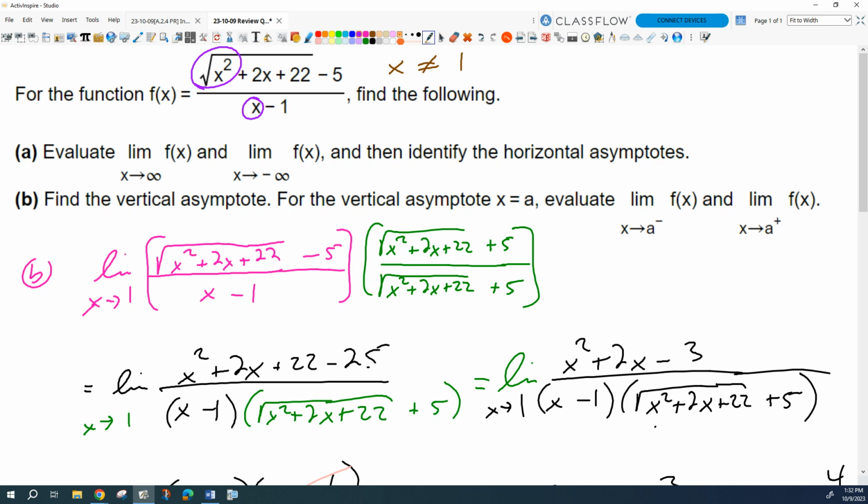Does that make sense? So for part A, the limit of f of x as x approaches plus or minus infinity is equal to the limit of the square root of x squared, what is that? Absolute value of x, that's what's coming out of that guy, divided by x. Okay, make sense?